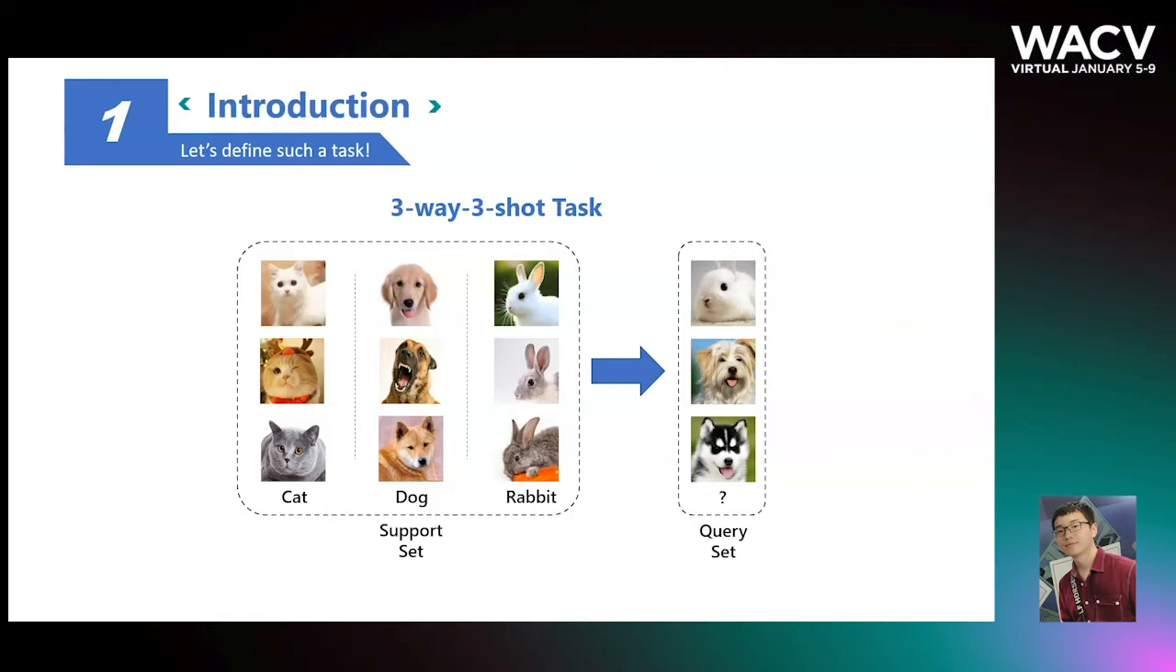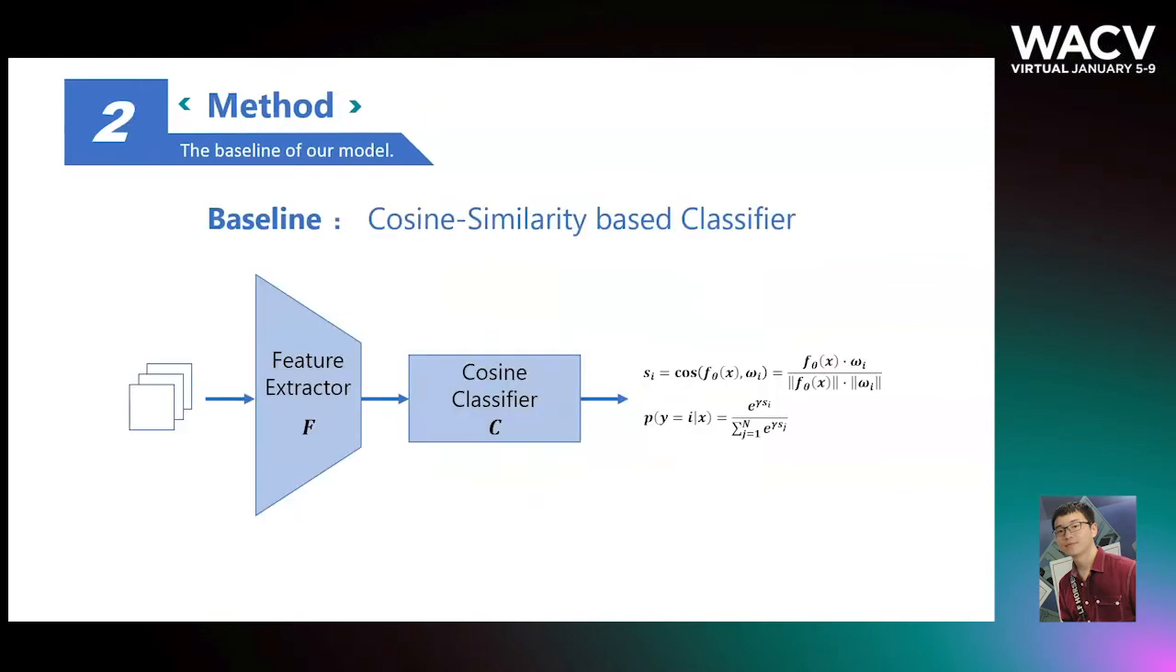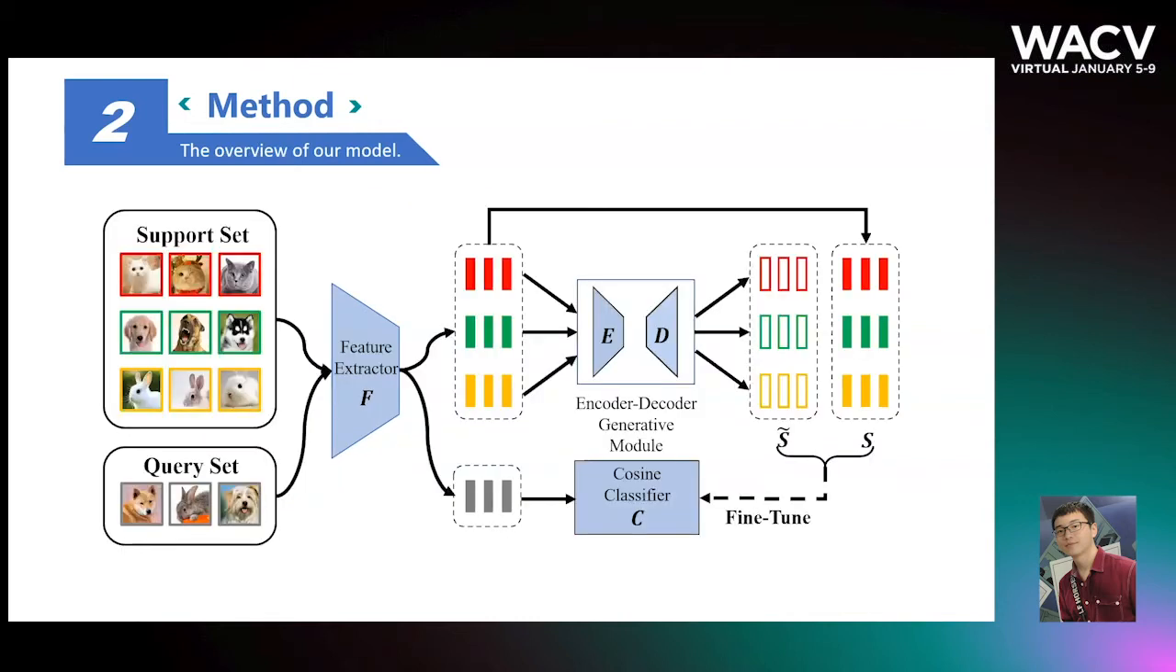Of course, the query set shares categories with the support set, and this kind of task can be called a 3-way 3-shot task. In order to highlight the effectiveness of our proposed method, we choose a simple cosine similarity-based classifier, SpaceLine. As the name suggests, it uses cosine similarity between features and a weight vector to calculate the score for each category. The overall structure of our work is shown in the figure.